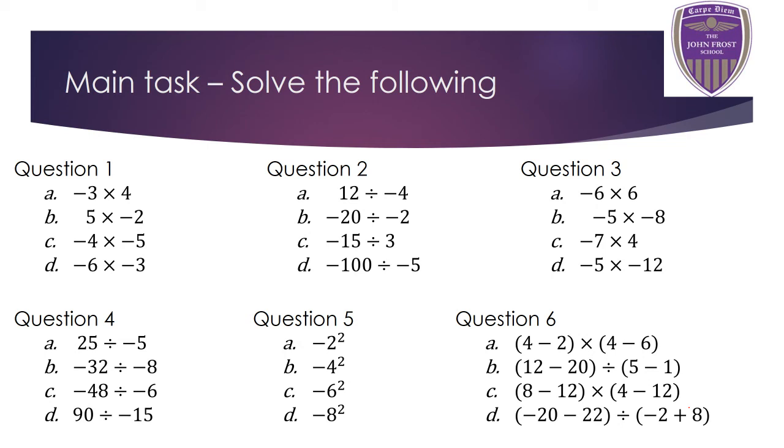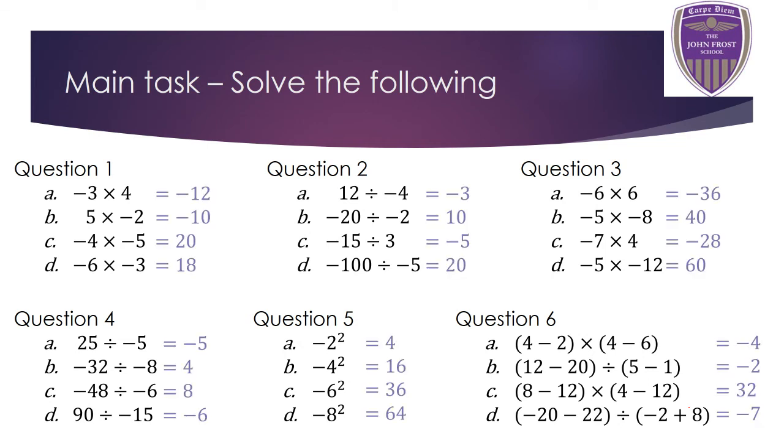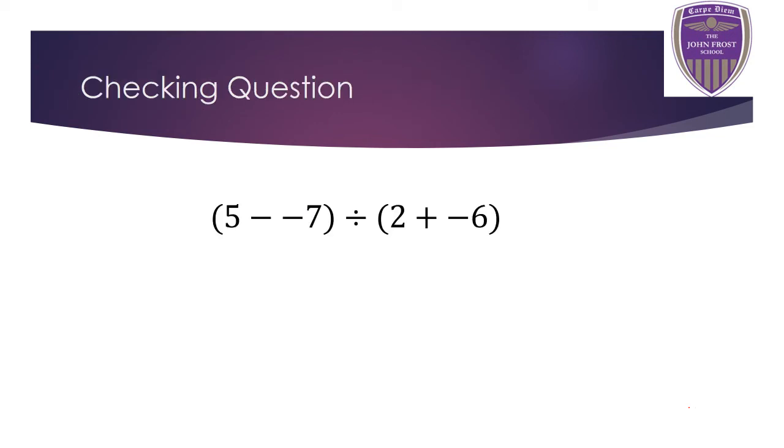Okay, and here are the answers. Very well done if you got them right. And let's have a look at the checking question for today. It's using everything we've learned over the last 2 lessons now. So what is, in brackets, 5 take away minus 7 divided by, in brackets, 2 add minus 6, okay? So pause the video and have a go at this checking question. Best of luck.